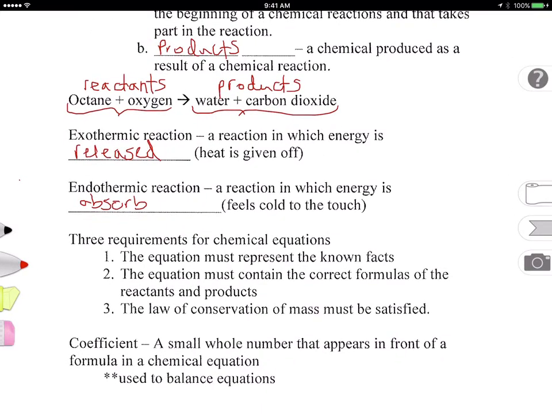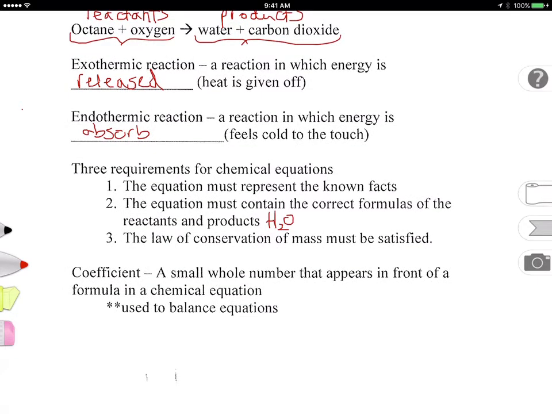Three requirements for a chemical reaction. They must represent the known facts. It's got to be true. The equations must contain the correct formula. So H2O, it has to be H2O. Water is not H4O, okay? The formula has to be true. Conservation of mass must be satisfied. Conservation of mass says that matter or mass cannot be created or destroyed. So if you start off with 5 grams of oxygen, you need to end with 5 grams of oxygen.